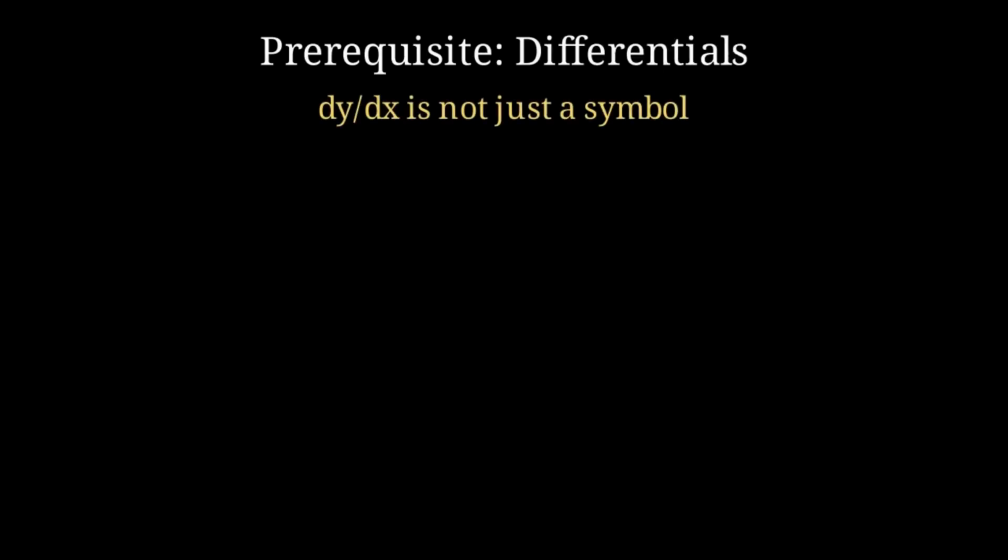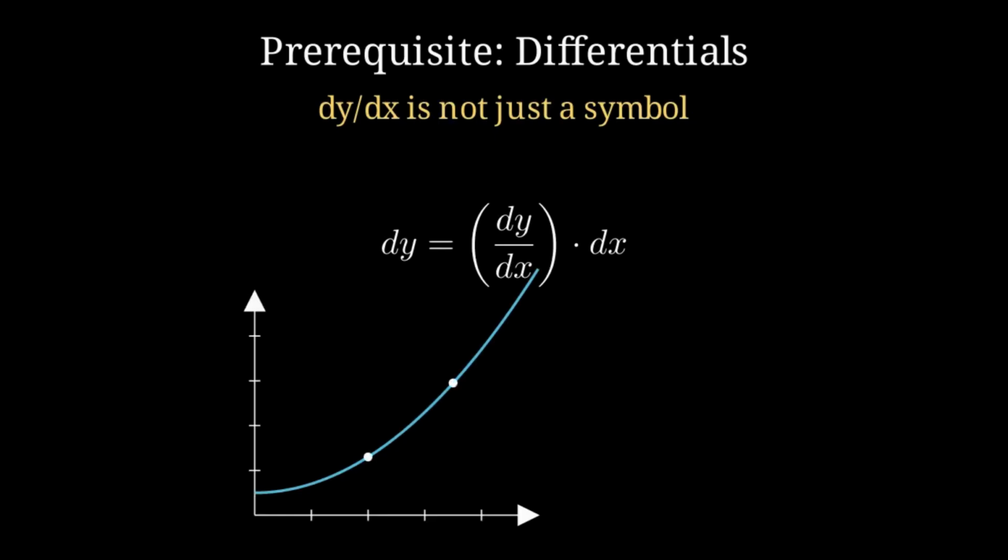It is also helpful to view dy over dx not just as a single symbol, but as a ratio of differentials. In separable equations, we treat dy and dx as independent pieces that we can algebraically move to opposite sides of the equation. This algebraic manipulation is the separation that makes the method work.